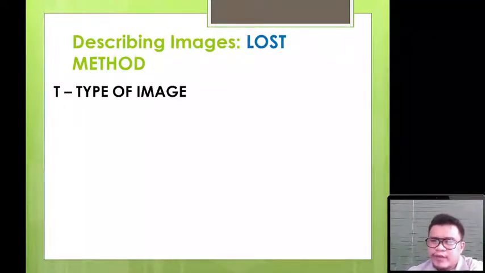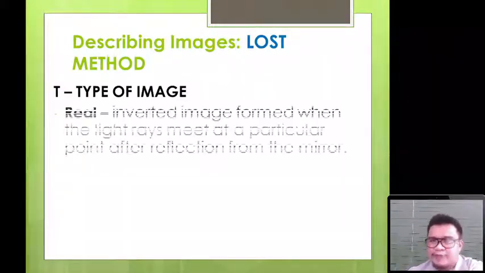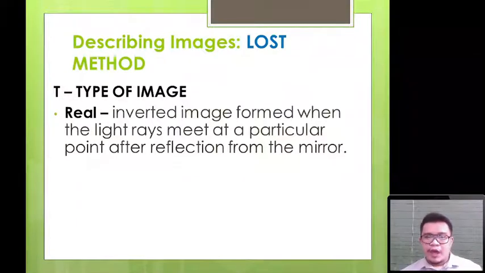When we speak of type of image, there can only be two types. It can be a real image, meaning it's an inverted image.